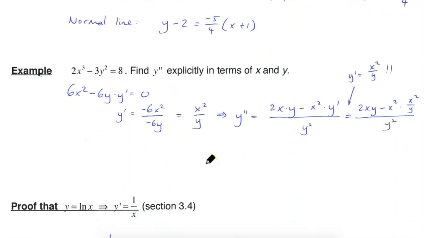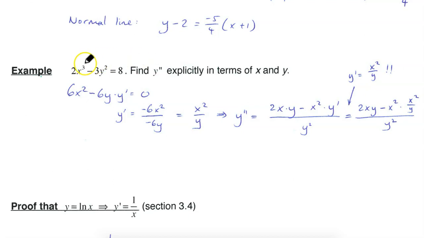Okay, now we've learned about implicit differentiation. We're going to combine that with something we've learned earlier, which was finding higher order derivatives. In this example, we're trying to find y double prime, so the second derivative of y. And again, there's no shortcut. We have to find the first derivative and then take the derivative again.